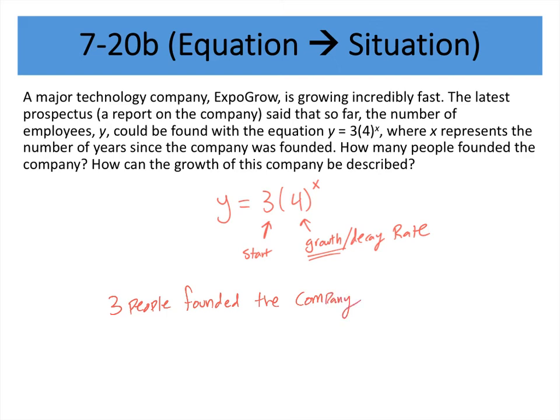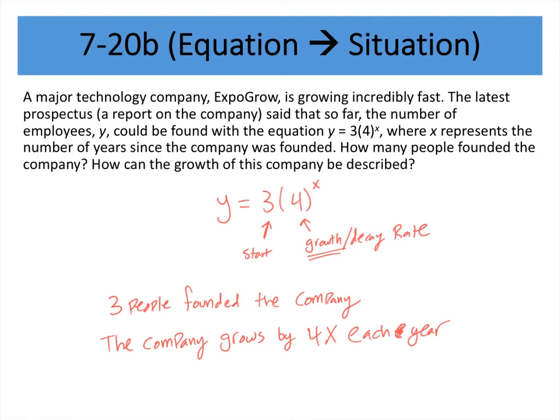And based on the growth rate, the company grows by a factor of 4. Grows by 4 times each year. So this year they have 3 employees. Next year, so at the end of year 1, they're going to have 3 times 4. So they're going to have 12 people in their company.